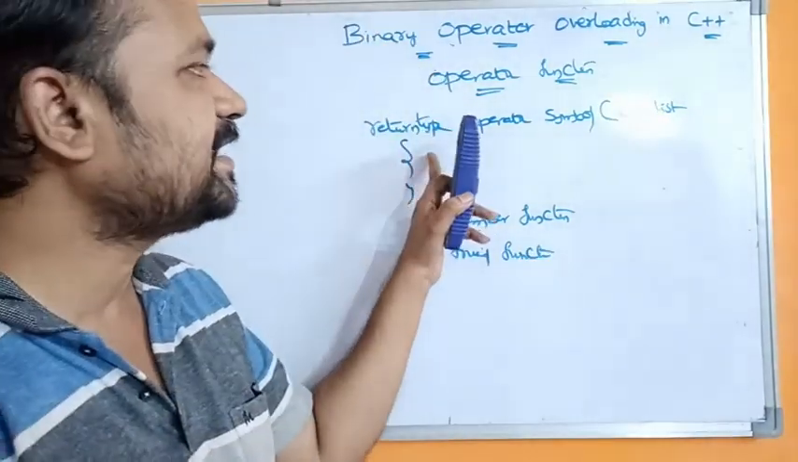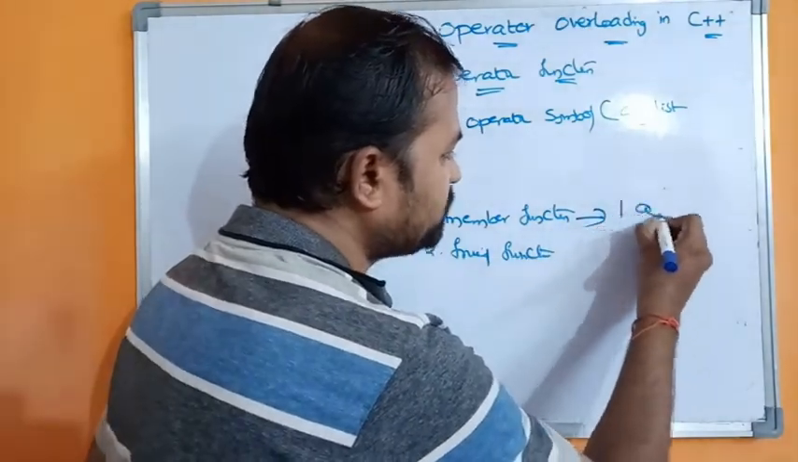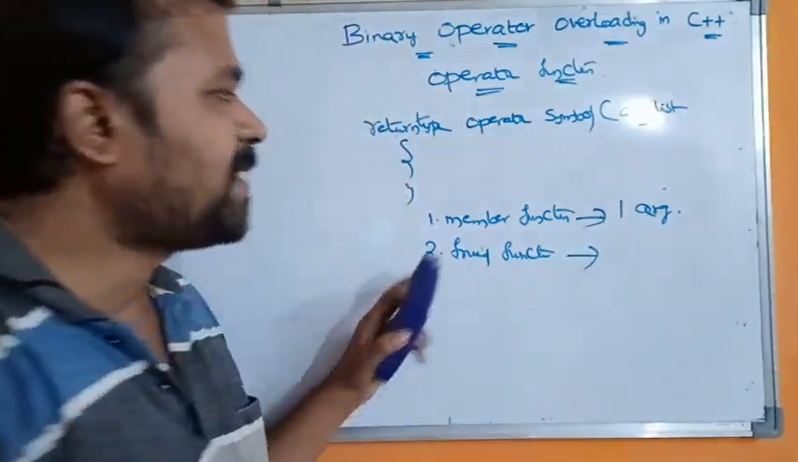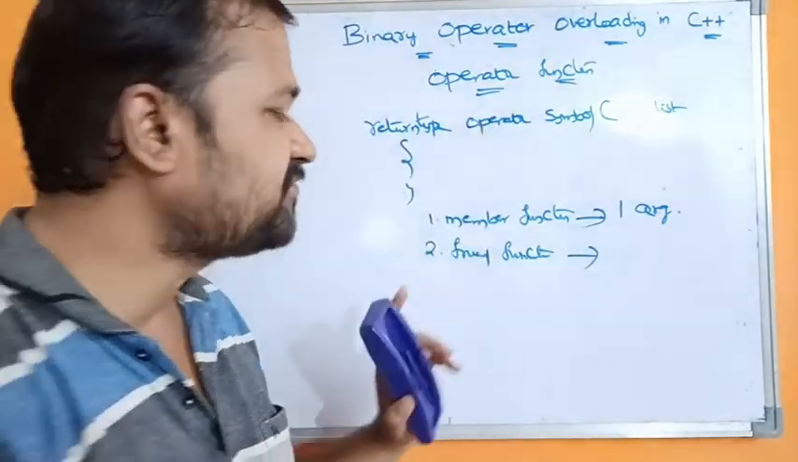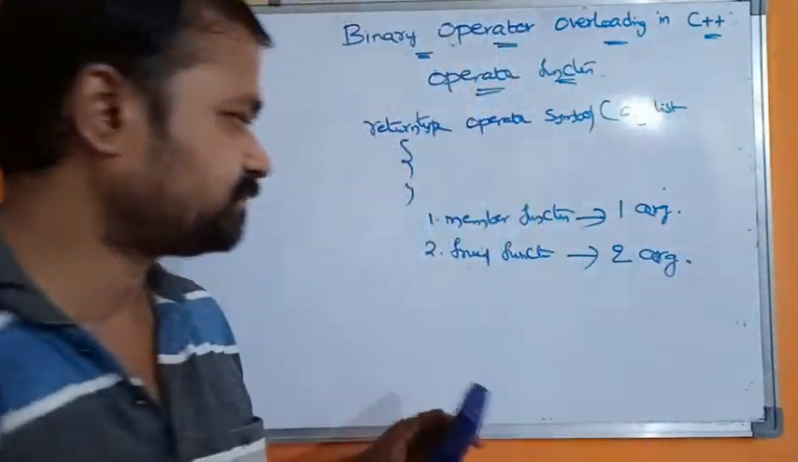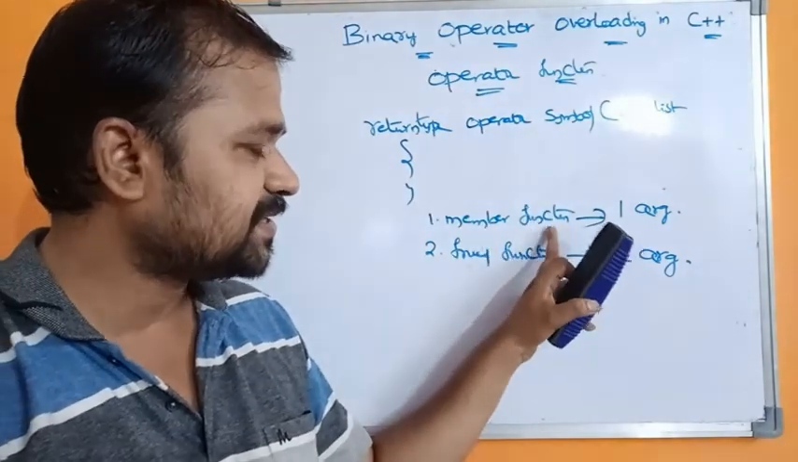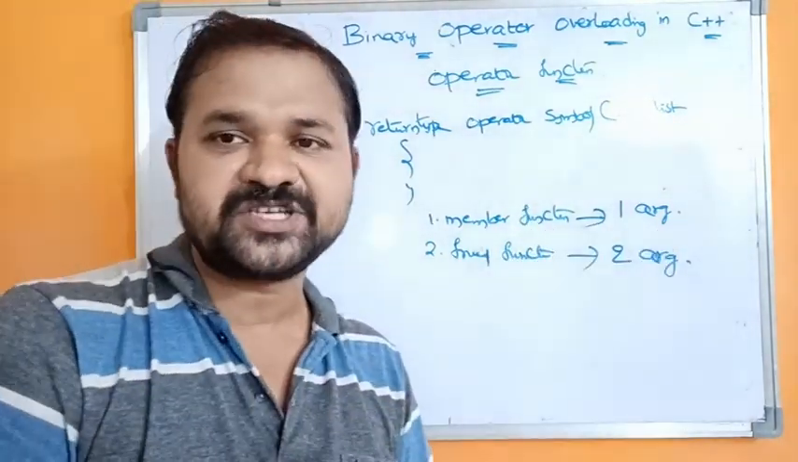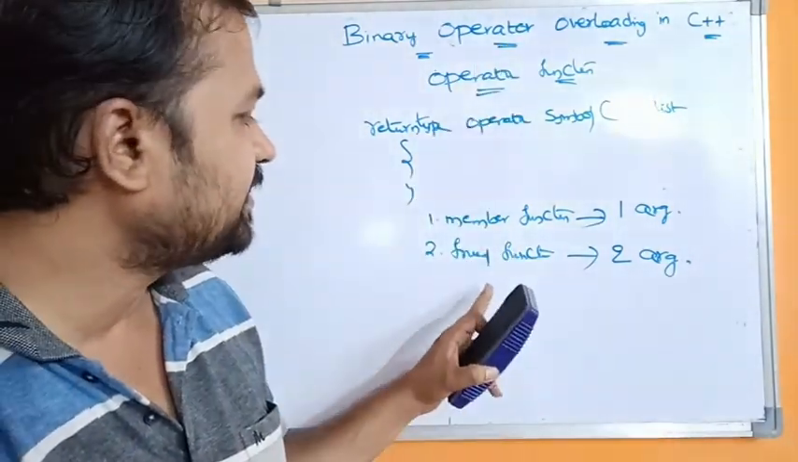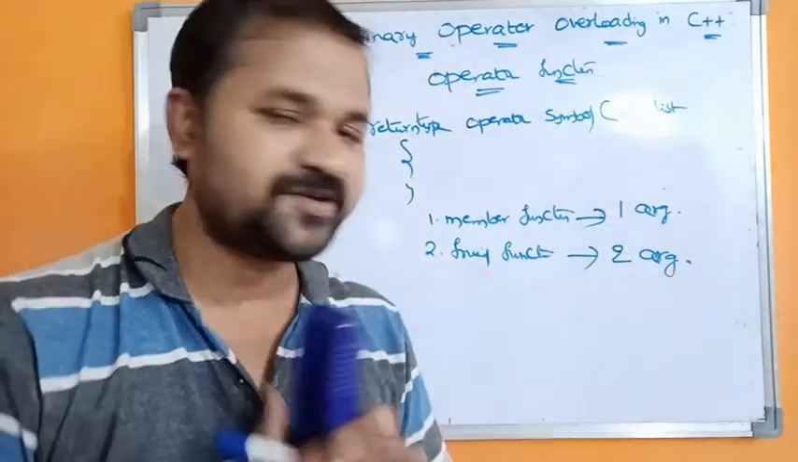If binary operator is overloaded using member function, then the member function has to accept one argument. Whereas if binary operator is overloaded using friend function, then the friend function should accept two arguments. If you want to overload binary operators using friend function, then the corresponding friend function should accept two arguments.